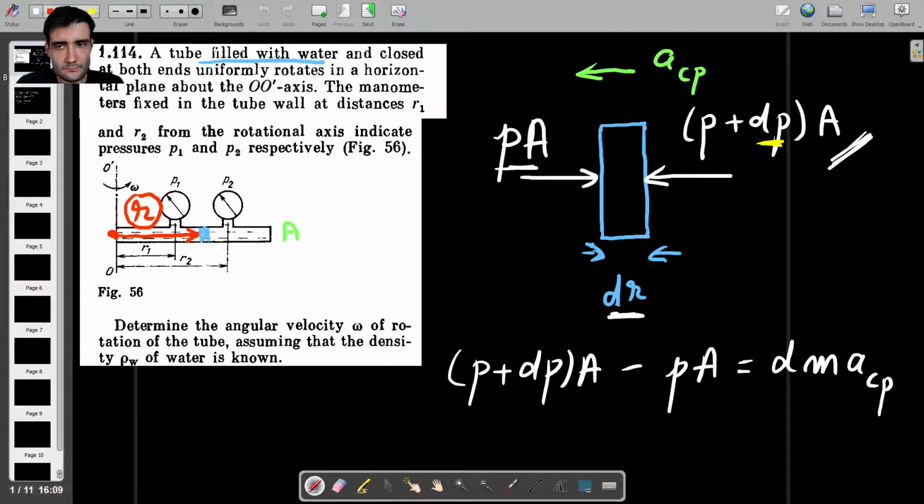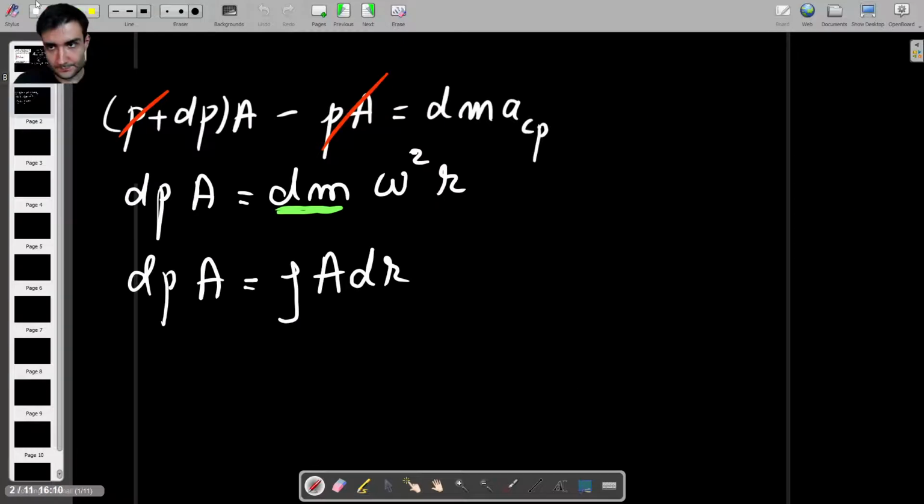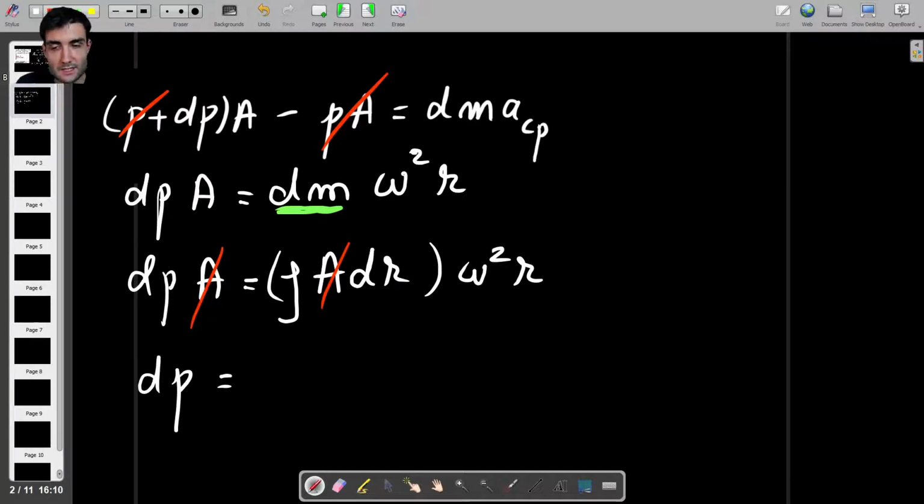Because this fluid element is situated within a tube, which is cylindrical, which means that this is also cylindrical in shape, which means that the volume is just the cross-sectional area multiplied by the height of the cylinder, which is dr. So that's multiplied by omega squared r. So the areas cancel out, which is nice. And this then gives us that dp is rho omega squared r dr, like that.